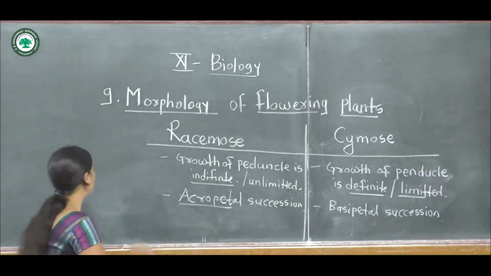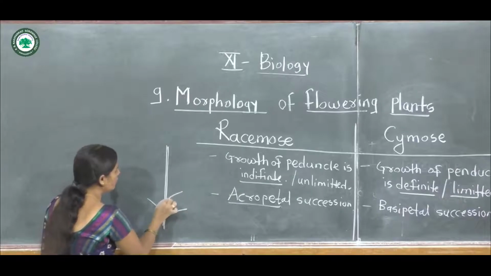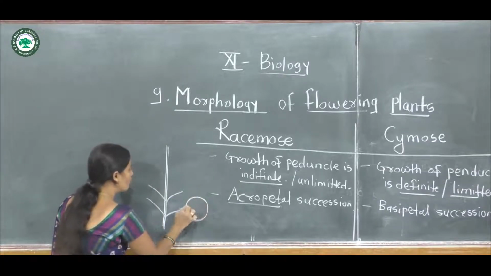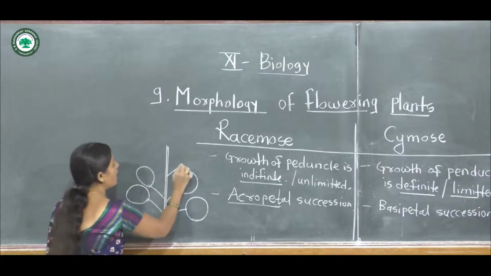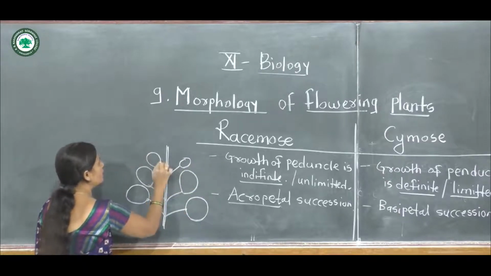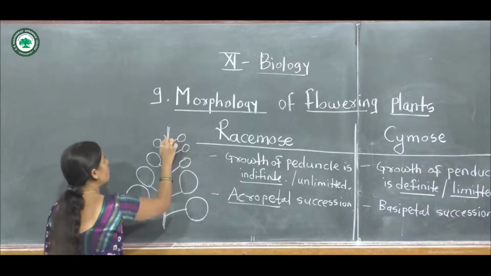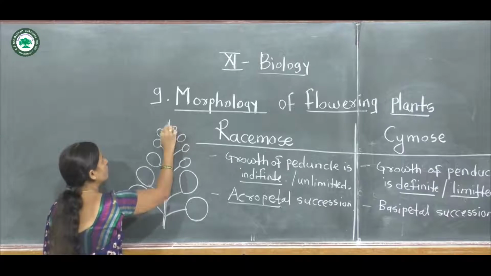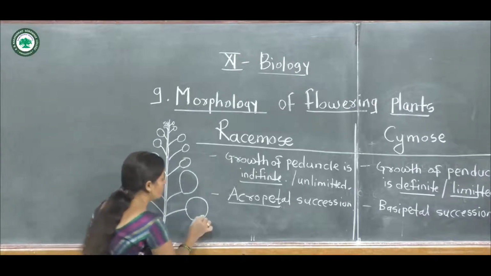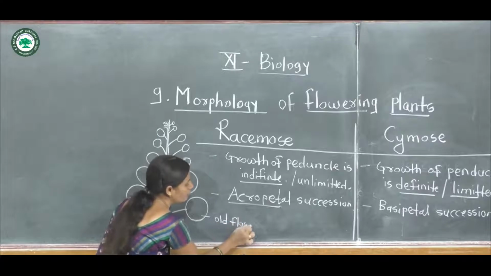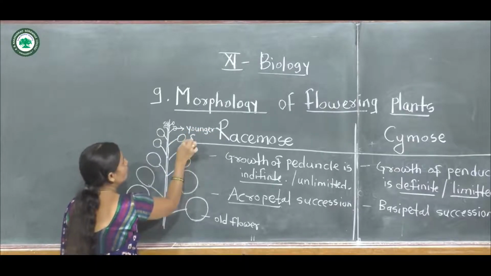Means the older flower, this is a peduncle, and the older flower is present at the base, and the younger flower is present at the apex. This type of arrangement is called acropetal succession. This is the older flower, and these are the younger flowers.